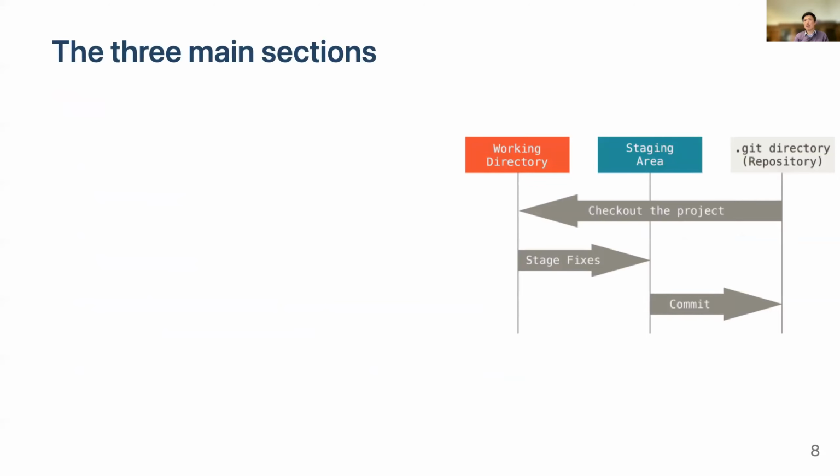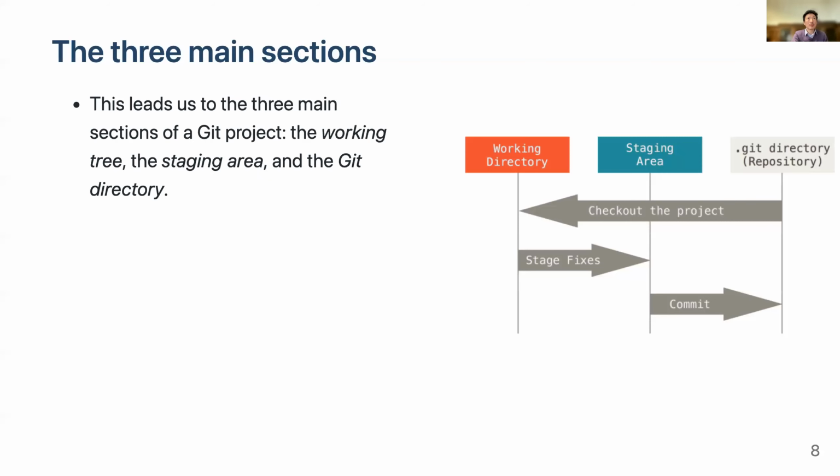Okay, and the next part I'm going to talk about is the 3 sections or 3 places related to saving these files. One is called the working tree or working directory, and the other one is called the staging area, and finally it's called the Git repository.